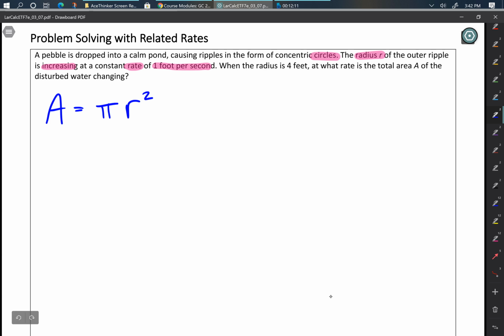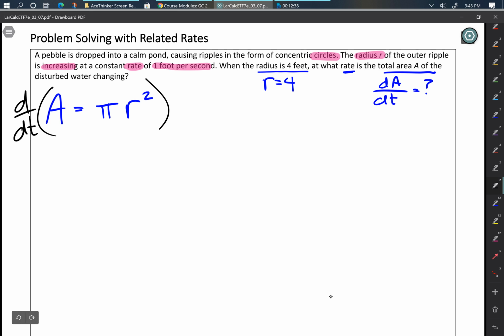Okay? The problem asked me when the radius is 4 feet, that means when r is equal to 4, at what rate is the total area of the water changing? That is, what is the value of dA/dt? What is the rate of change of the area with respect to time? Okay? All right, so first things first, I'm going to take the derivative with respect to time.